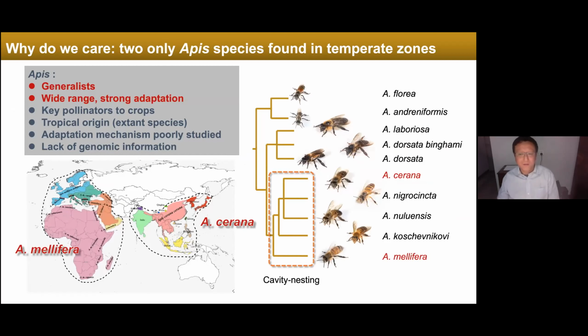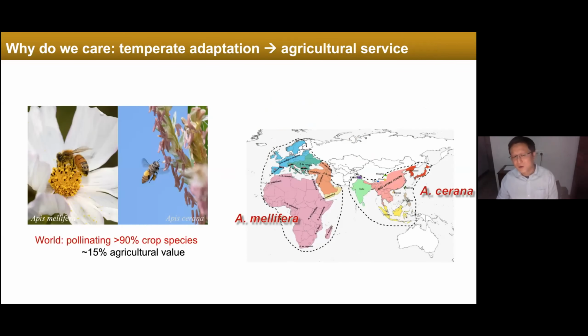Among all extant honeybee species, or the species from the genus Apis, there are only 2 species, Apis mellifera and Apis cerana, both of which belong to the sublineage of cavity nesting honeybees. These are the only 2 species that managed to expand their original range to the temperate region. And I think it's not a coincidence that these 2 species are the most important pollinators to human beings.